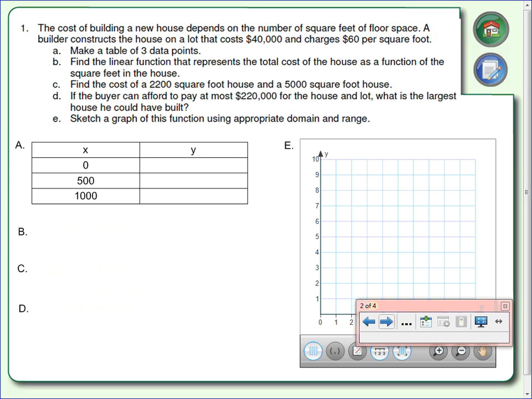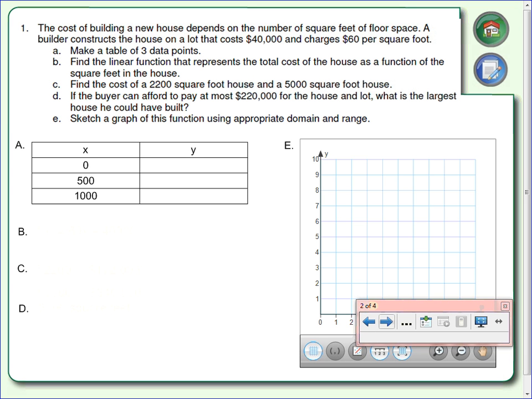For number one, it says that the cost of building a new house depends on the number of square feet of floor space. So obviously, the bigger house you make, the more it's going to cost you, right? A little house doesn't cost as much as a big house. We all agree on that? Yes? A builder constructs the house on a lot that costs $40,000 and charges $60 per square foot. So you have to buy the land first before you can build a house. And this plot of land is $40,000. Then after that, the builder is charging you $60 for every square foot of house that he builds.